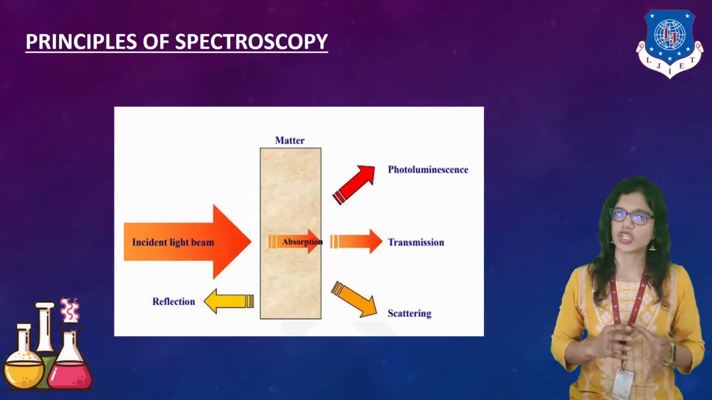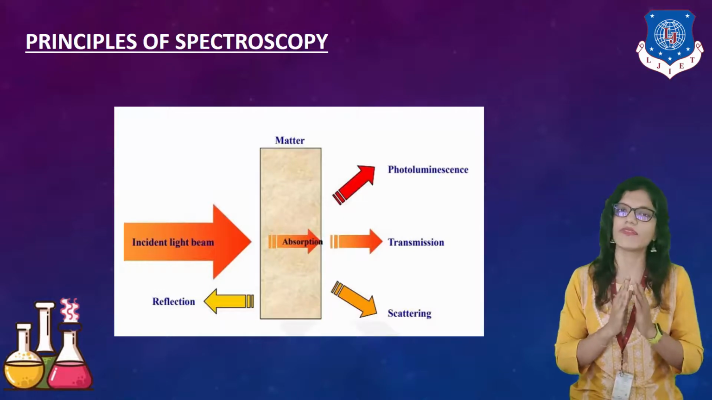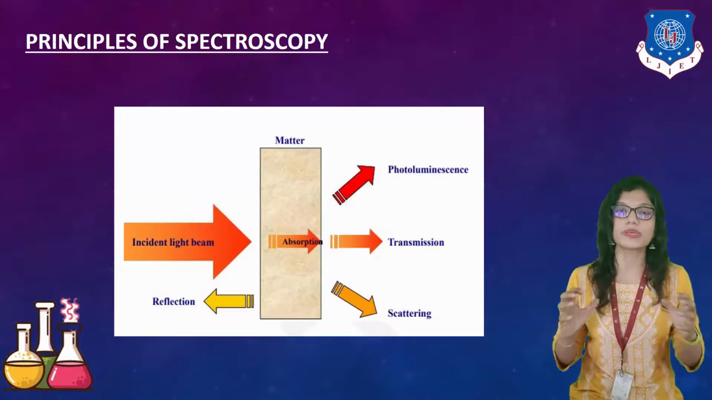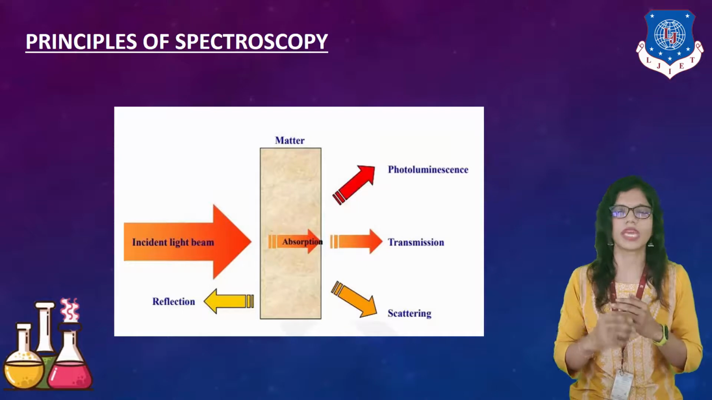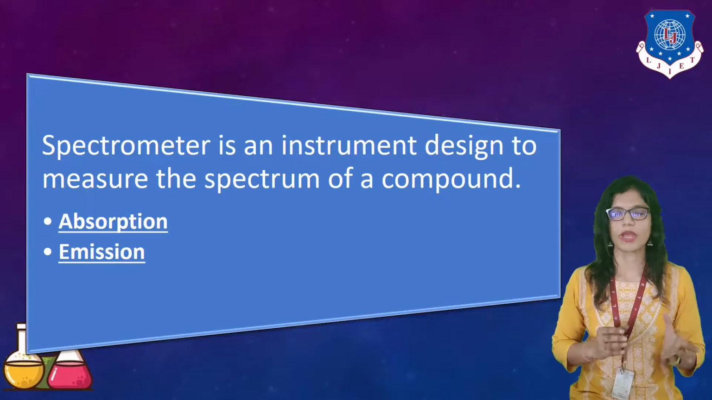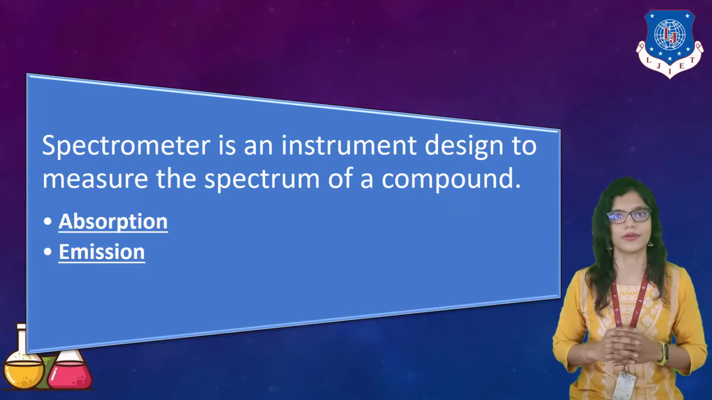We can have reflection also. Certain kinds of molecules can show the sign of reflection, right? So these are the phenomena which can be observed when we deal with the principles of spectroscopy, that is, how the behavior will be. A spectrometer is an instrument designed to measure the spectrum of a compound. Here two kinds of spectrometers can be there. Number one, absorption. Number two, emission.